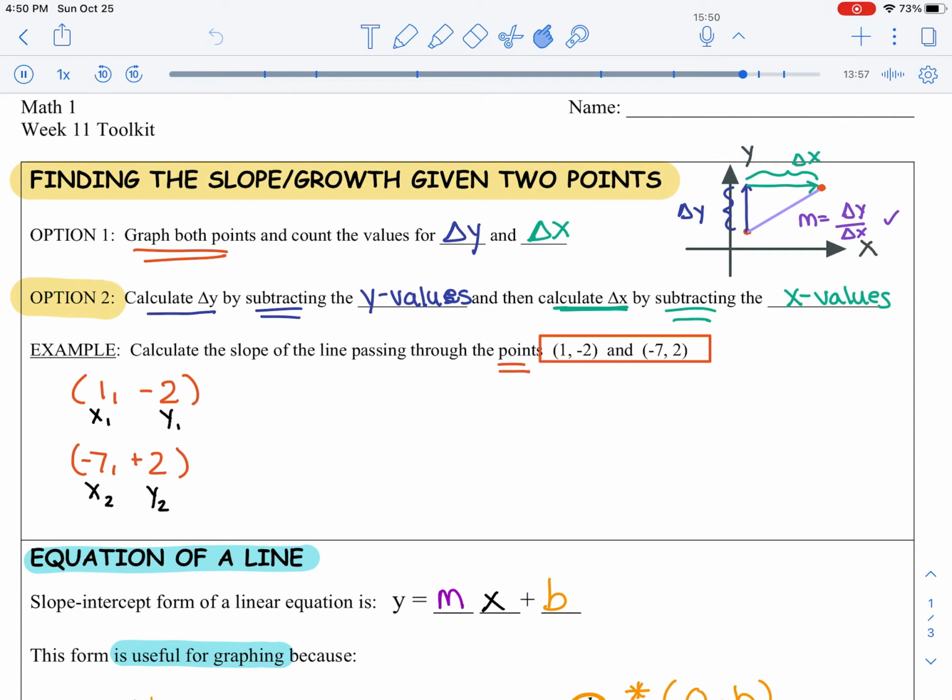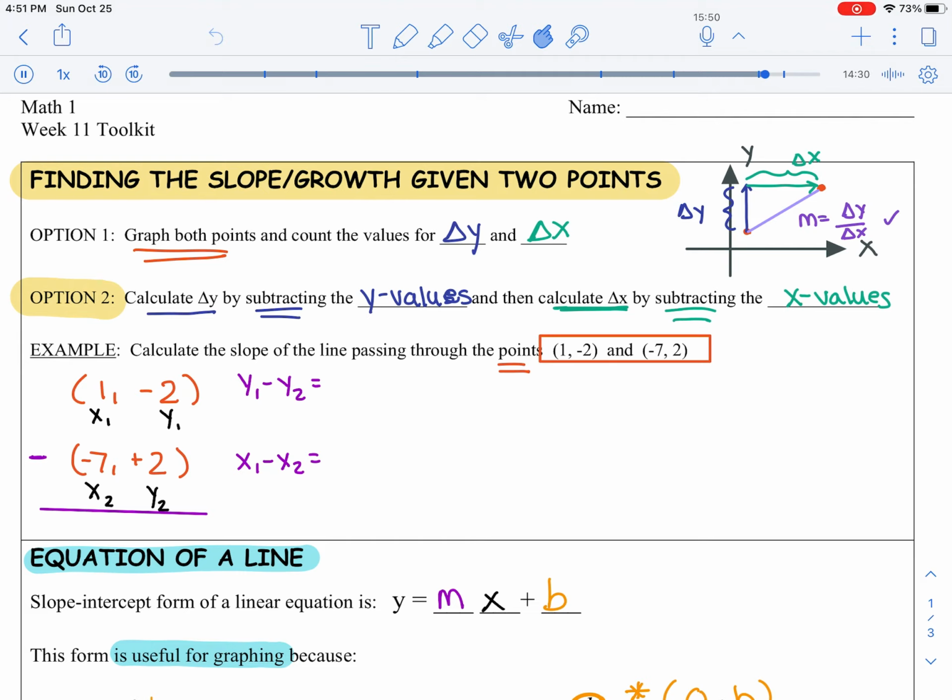Now, I want to take those values and subtract them from one another. So I want to take my top point and subtract the bottom. So what I'm really asking us to do is, what does y1 minus y2 equal? And what does x1 minus x2 equal?